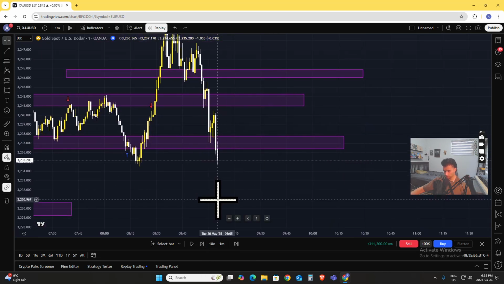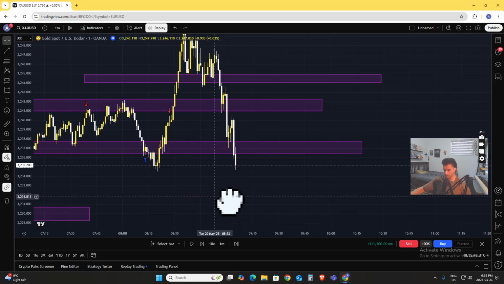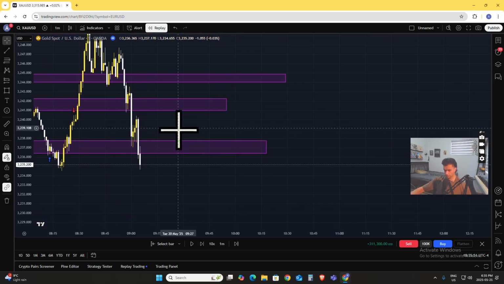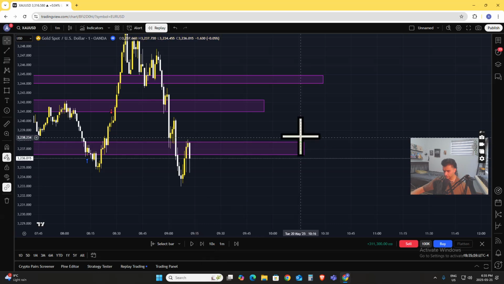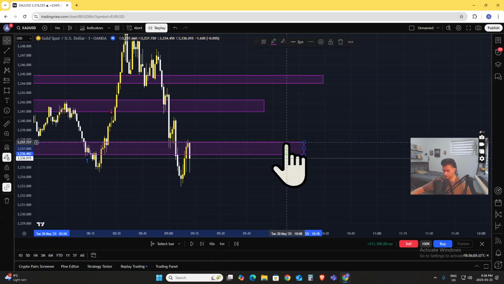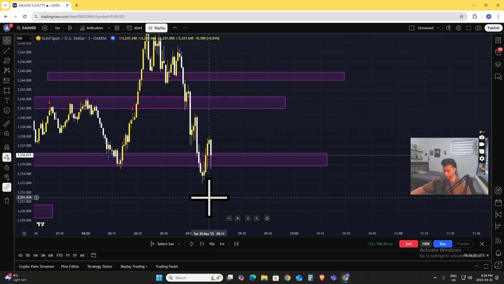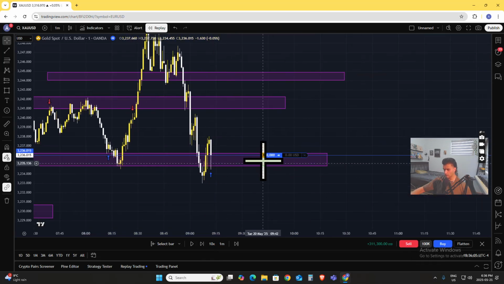Alright, looks like the trend might be changing now. That's at 9. State 39. Oh no, we should still be good. Okay, yeah. I want to see if it can do another break and retest of this previous zone right here. Technically, this should be valid like this. So let me just enter one right here.